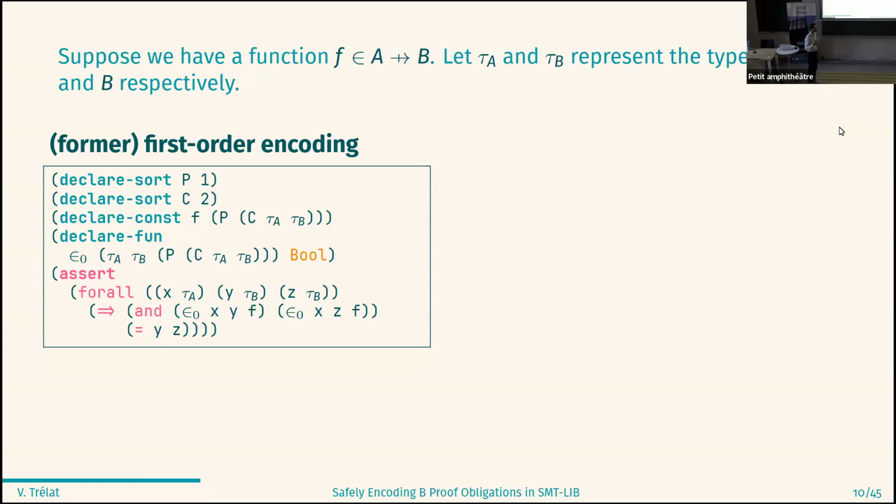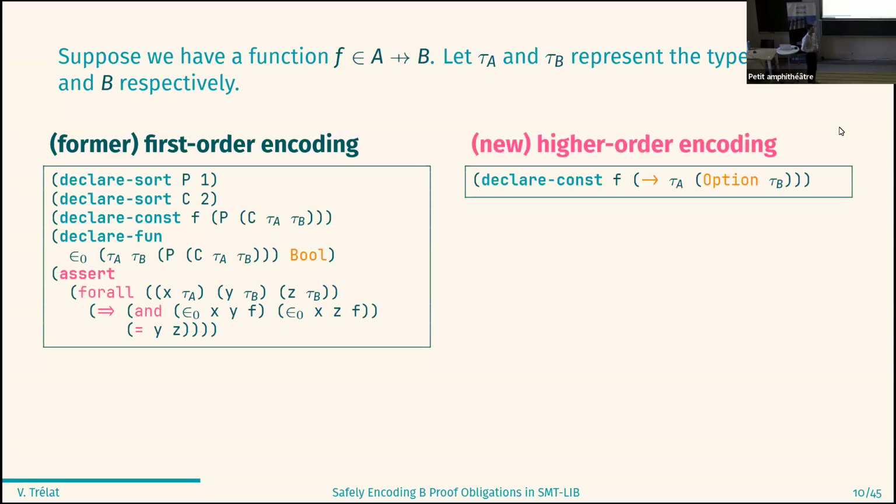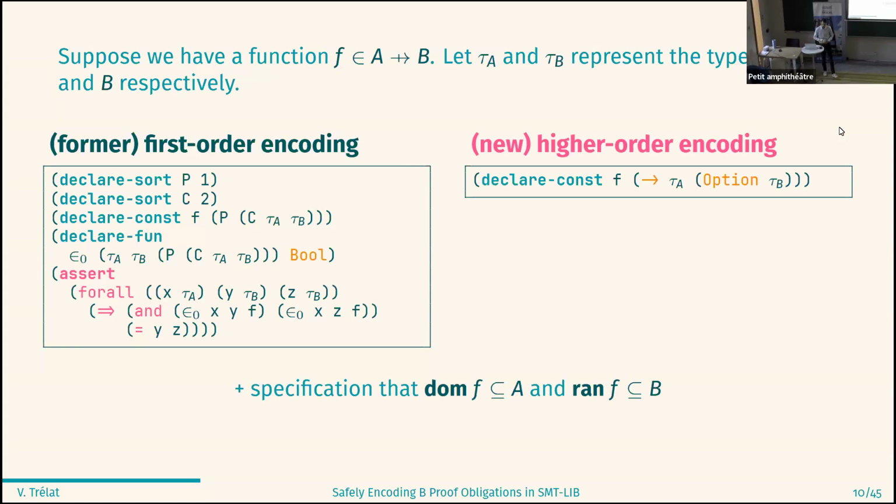So if we directly embed all of that into the type of F, what we get in beer, so in my encoding, is simply this. And this is telling just the same, right? But now we are using this arrow type. And it really means that it goes from tau A to option tau B, so it's a partial function from tau A to tau B. Notice that still in both cases, we have to specify the domain of F, it's a subset of A, and so on. But we have to do this in both cases.